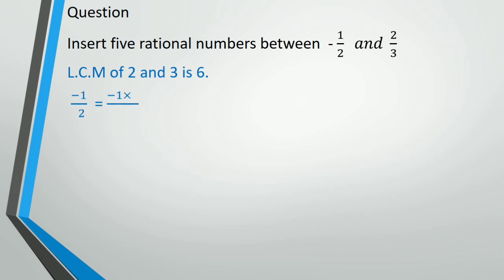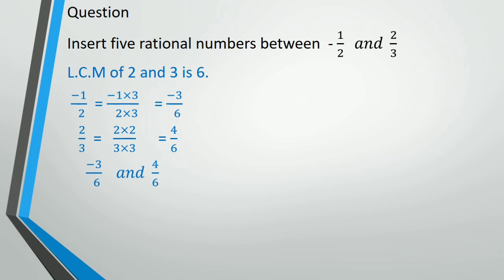That is, the equal denominator will be the LCM of the given denominators, 2 and 3, that is equal to 6. Hence we get minus 1 by 2 is equal to minus 1 into 3 by 2 into 3, that is minus 3 by 6, and 2 by 3 is equal to 2 into 2 by 3 into 2, that is equal to 4 by 6. Hence we have minus 3 by 6 and 4 by 6 as the given rational numbers.